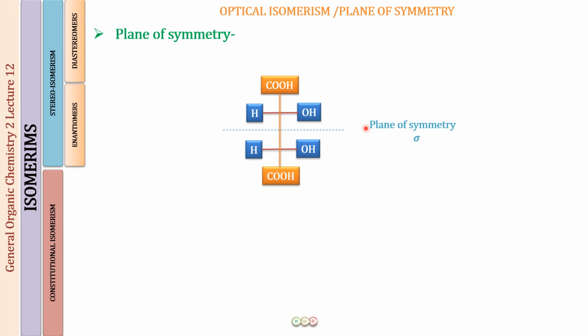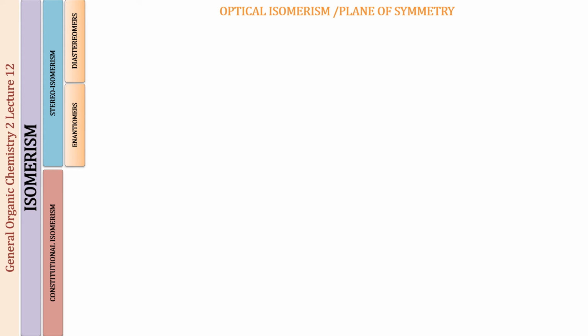I'm going to talk a lot more about this in the upcoming lectures, as I've already told you, but now at least you know that tartaric acid has a plane of symmetry. That is why it is going to be achiral or optically inactive. Okay, great. So now I hope you have a clear understanding of what a plane of symmetry is, and if it is present in a molecule, that molecule is going to be an achiral molecule.